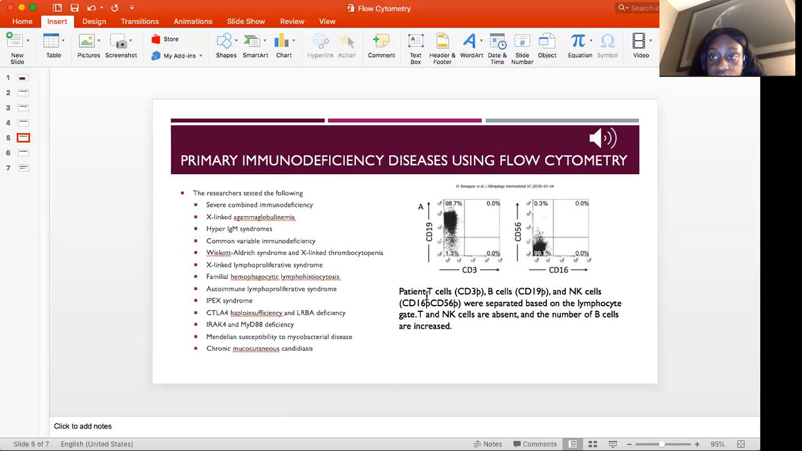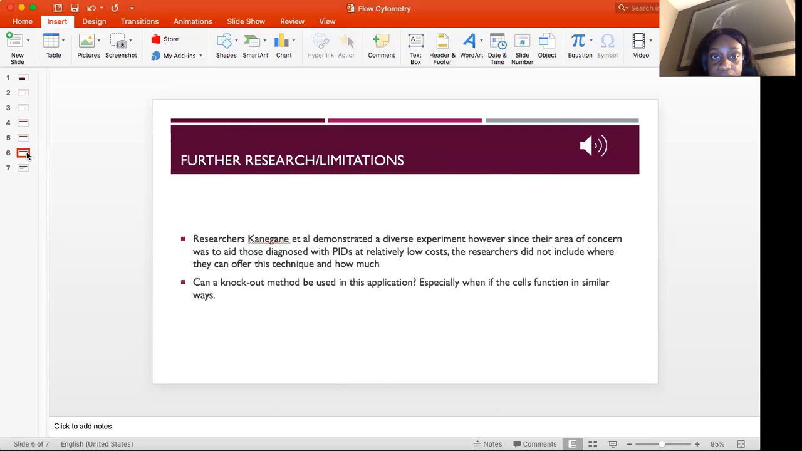In this patient, T cells, B cells, and NK cells were separated based on the lymphocyte gate. T and NK cells are absent, and the number of B cells is increased. Right here, the dark spots are the B cells. So basically, they separated the T, B, and NK cells, and they saw that the B cells were very high.